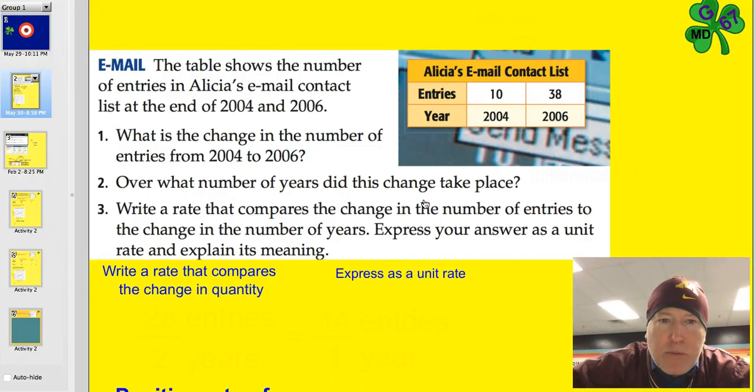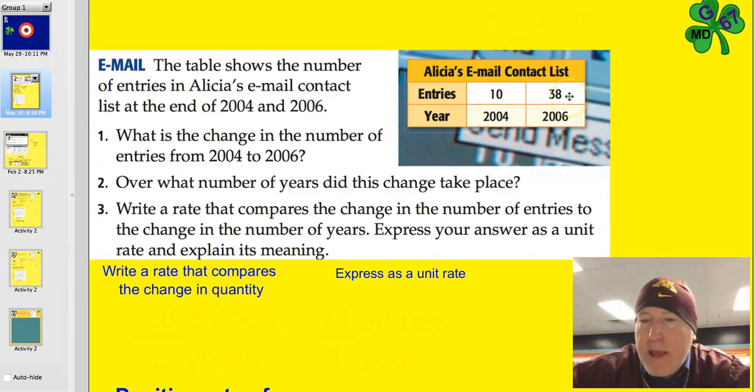So this table shows a number of entries in Alicia's email contact list at the end of 2004 to 2006. So let's just take a look here. So we have the entries in 2004. She had 10 contacts and, well, not exactly a bursting social life there. And in 2006, she's up to 38. I think she may have made up some friends there to get that increase there.